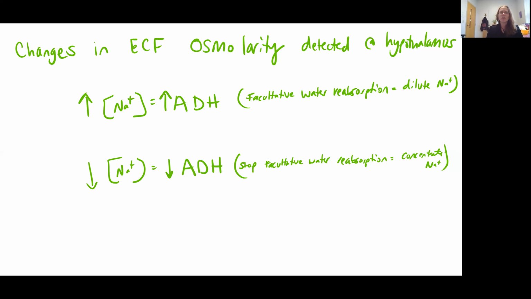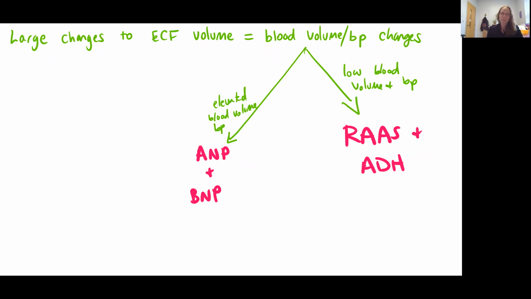so it's maintaining the balance. If your sodium level or concentration is low, then you want to get rid of extra body fluids in order to concentrate the sodium. So with a low sodium concentration, you're going to decrease your amount of ADH being produced, stop facultative water reabsorption, and concentrate that sodium instead.